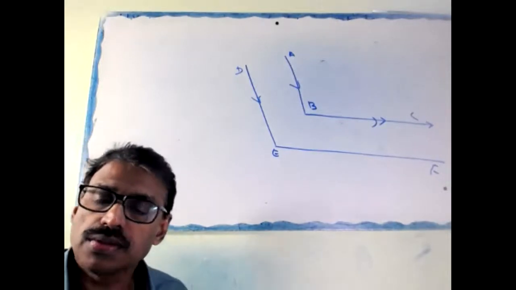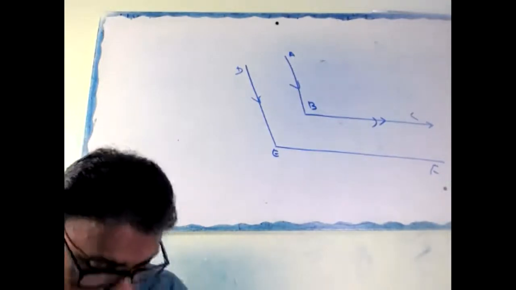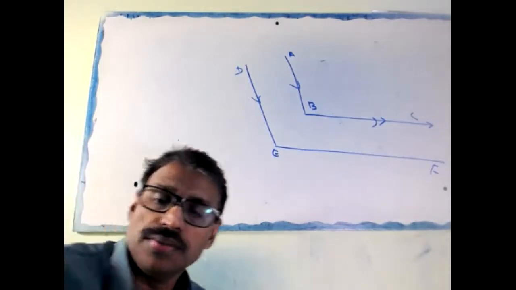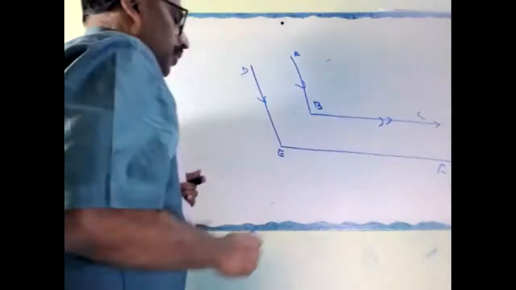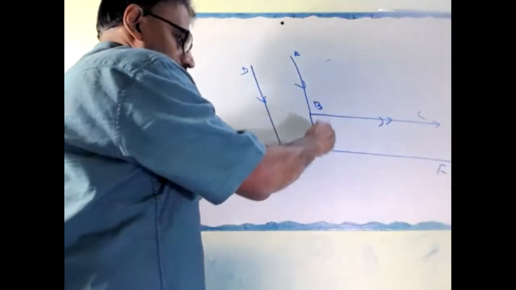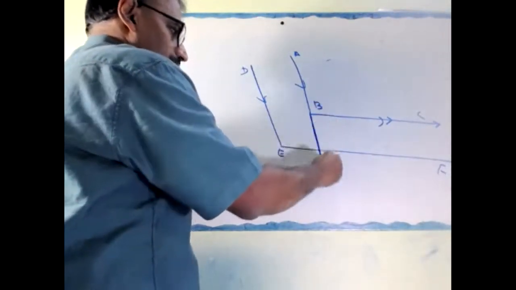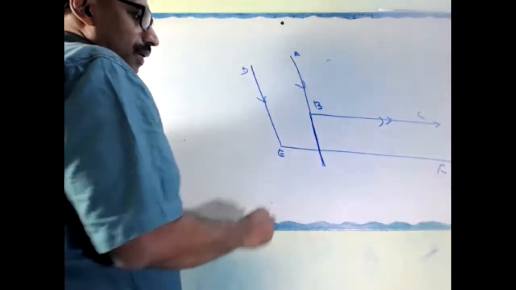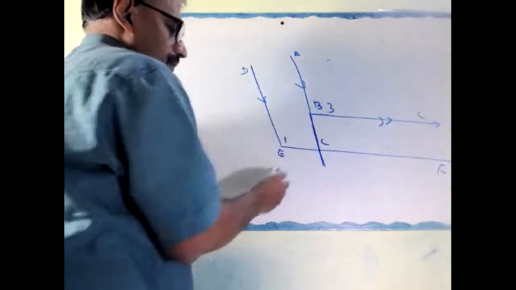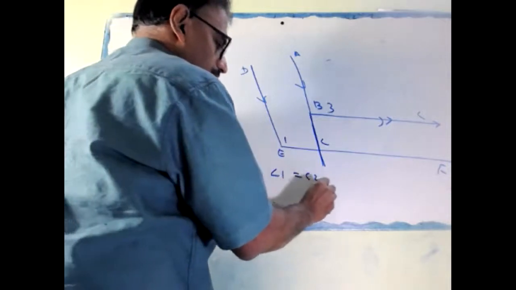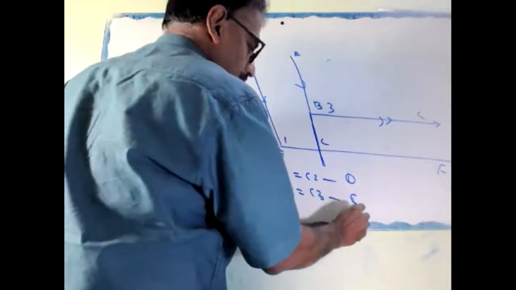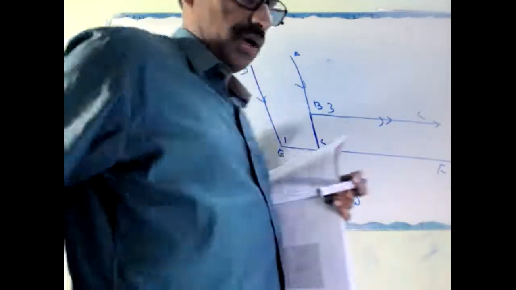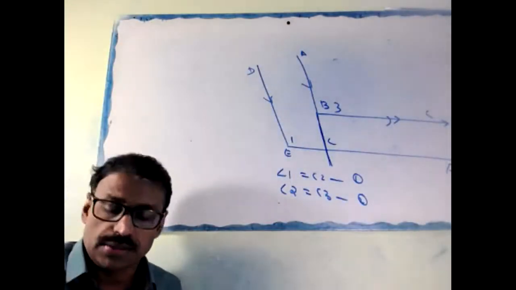Okay, so what we'll do: through B, draw the line parallel here, extend this one. So here, 1, 2, 3. Angle 1 equal to angle 2, corresponding angles. Angle 2 equal to angle 3, corresponding angles. Therefore, 1 equal to 3. Is it okay? Who all got?